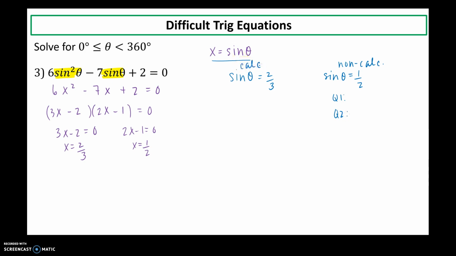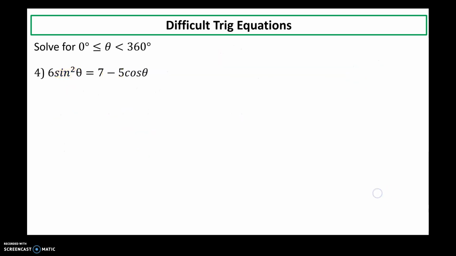Sine of theta equals 2/3. This is a calculator problem, but it's the same quadrants. So sine is positive in both Q1 and Q2. All right, so again, you are solving each of these either as we go along or at the very end, but you need to have answers for all of them when you come to your next class.